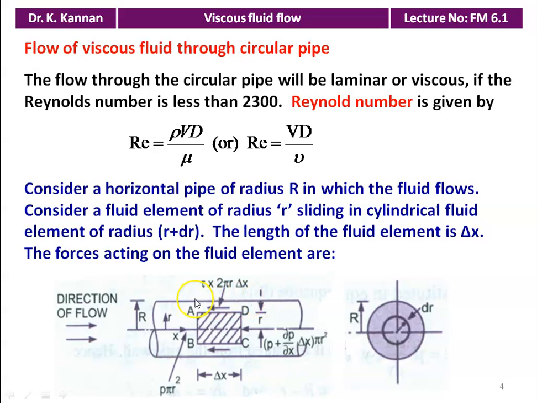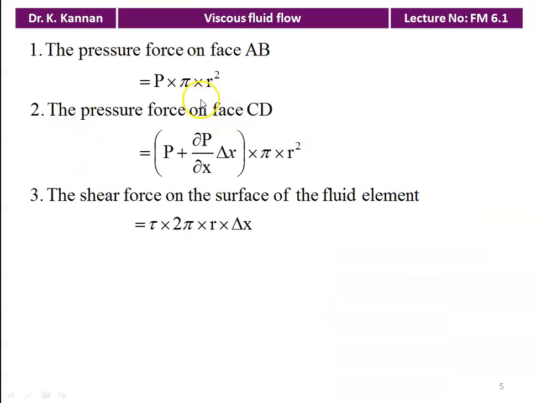And the force due to the shear stress is acting on the surface of the cylindrical fluid element. So the force due to the shear stress equal to tau into 2 pi r into delta x. So we write the force terms: the pressure force on the face AB equal to P into pi r square. The pressure force on the face CD equal to P plus dou P by dou x delta x into pi r square. And the shear force on the surface of the fluid element acting circumferentially, it is shear stress tau into 2 pi r into delta x.